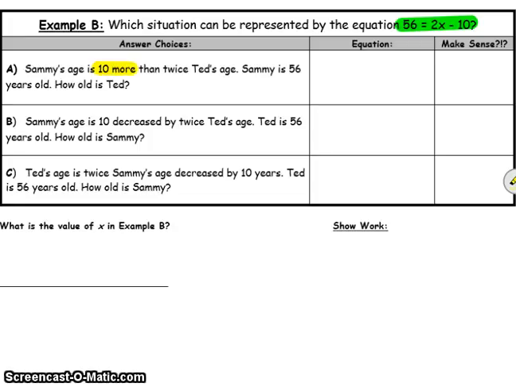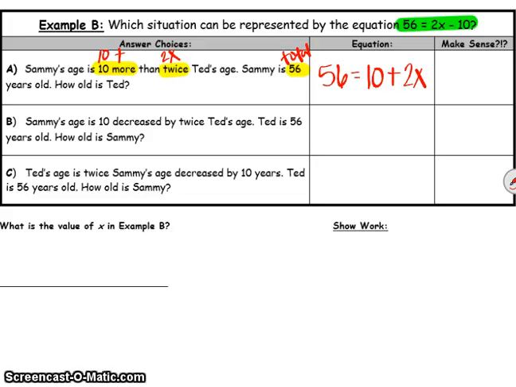So 10 more than tells me I'm going to do 10 plus. Then it says twice. Well, twice tells me to multiply by 2, because twice is 2 times. And then the last piece is Sammy is 56 years old. So I always want to start with my biggest number because I know my biggest number is my total. So let's start with 56. Then it says 10 more than twice. So I just want to read left to right. So I have 10 more than twice. So that looks like 56 is equal to 10 plus 2x.